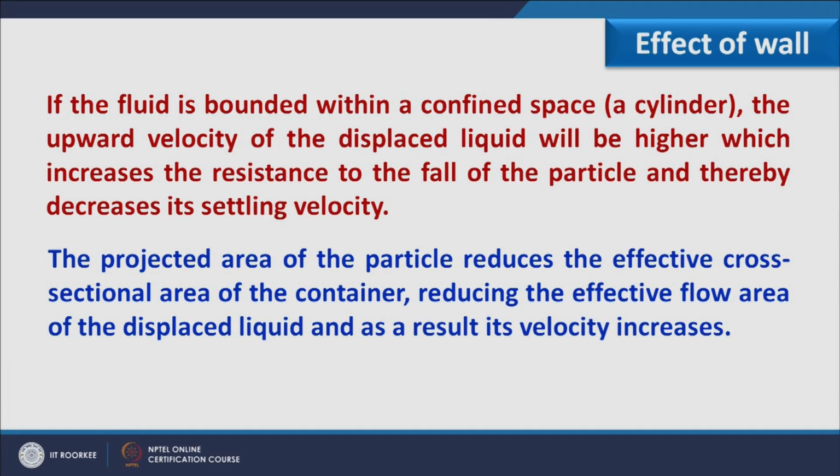Now, why does it happen? When the particle displaces a volume of liquid equal to its own volume, why does it exert resistance, and why is the settling velocity decreased? Because the projected area of the particle reduces the effective cross sectional area of the container.